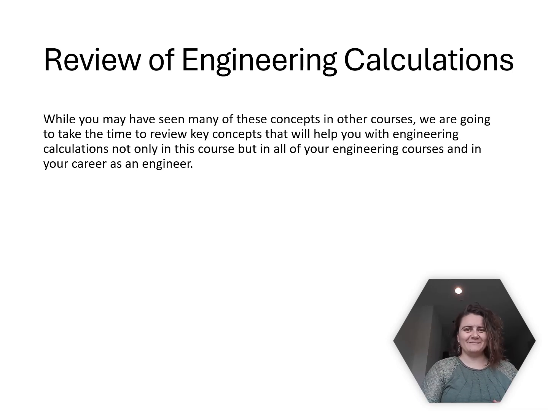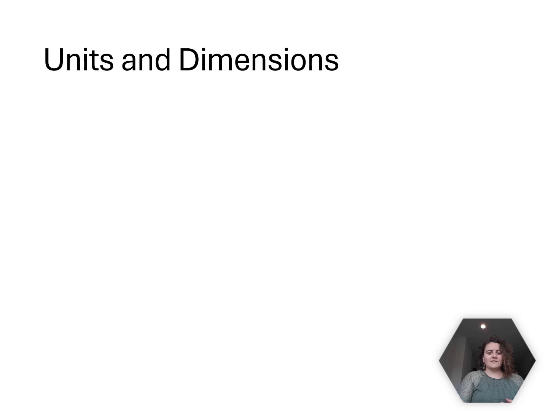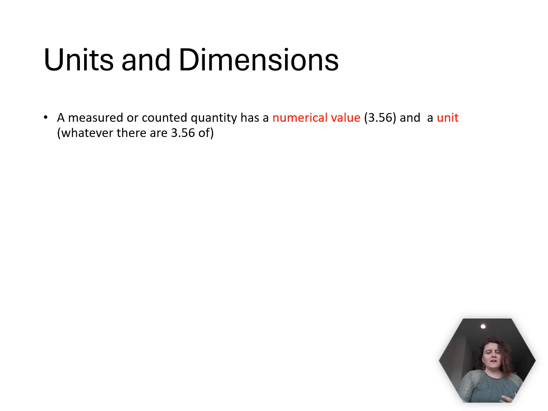So let's get started. First things first, we're going to talk about units and dimensions, and I'm sure you've done this in other courses, but let's make sure that everybody's on the same page going forward. Whenever we have some kind of a measured or counted quantity, it's going to have two things associated with it. It's going to have a numerical value, which is something like 3.56, and it's going to have a unit, whatever that 3.56 is of, whatever we're measuring.